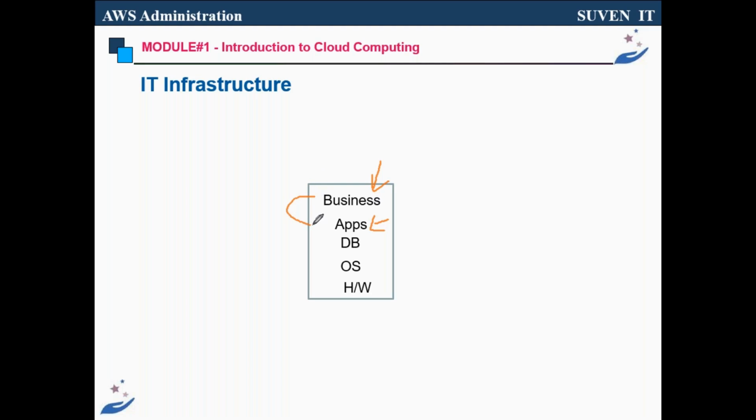That means the business completely depends on applications. Without applications, businesses will not run, especially in countries like the US. There is no small shop without a computer and applications. Then the application is running on top of the database. Without a database, there is no application. Without an operating system, is there any database? No. Without hardware, no operating system.